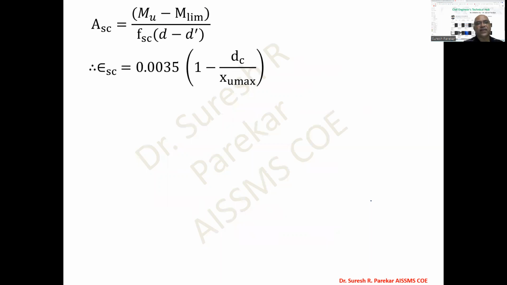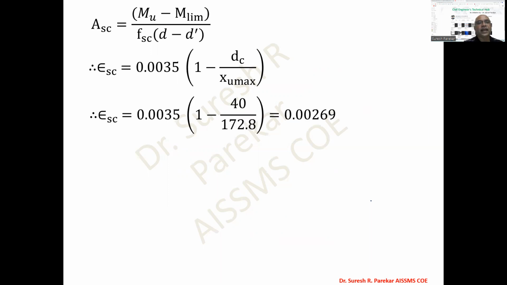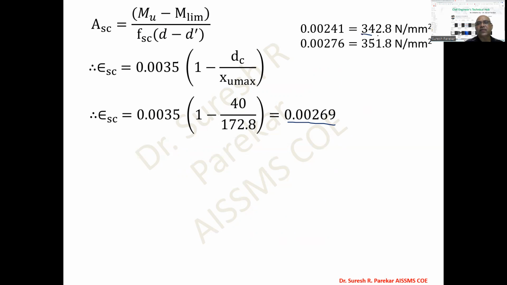Now Asc we can find, for which we have to find fsc. For fsc I have to find epsilon sc, and epsilon sc we will have 40 upon, this is again d c, and this will be Xu max, already we have seen. From this I will get the value of epsilon sc as 0.00269. We have these two values, 0.00241 with 342.8 and 0.00276 with 351.8, and by interpolation we will have this fsc as 350 Newton per mm square.